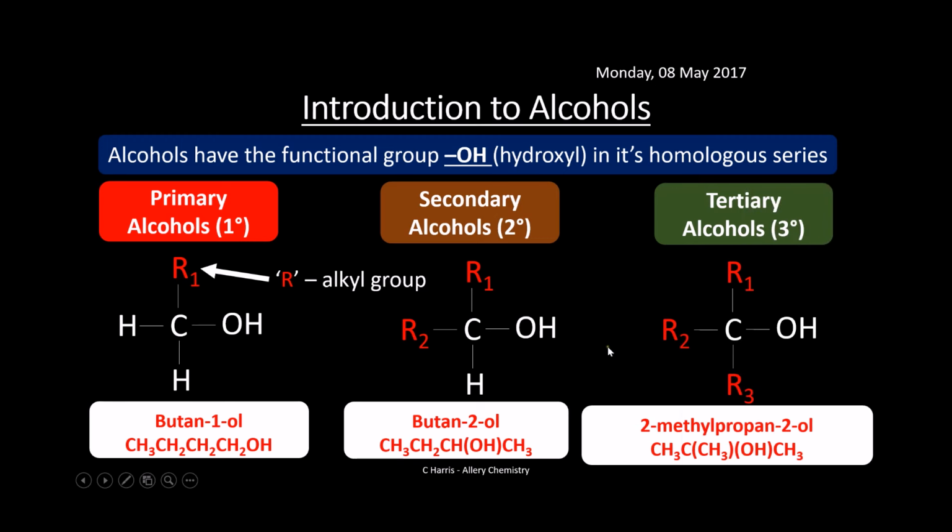Okay. And tertiary alcohols, these have three alkyl groups attached to a carbon with the OH on. So for example, 2-methyl-propan-2-ol is an example of a tertiary alcohol. Again, there's the structural formula. So make sure you know about your primary, secondary and tertiary alcohols. These are going to be important because they react differently when we oxidize them.